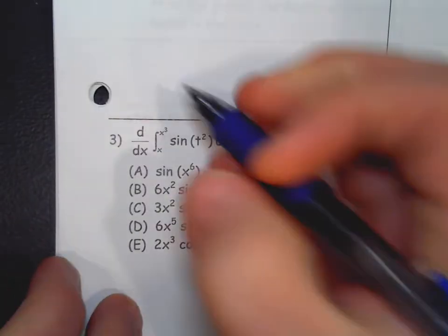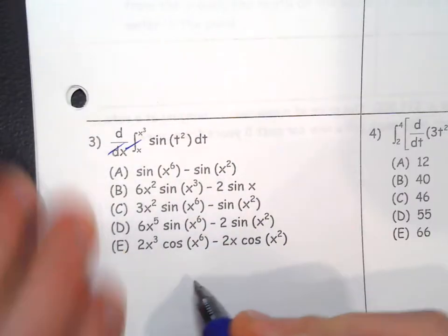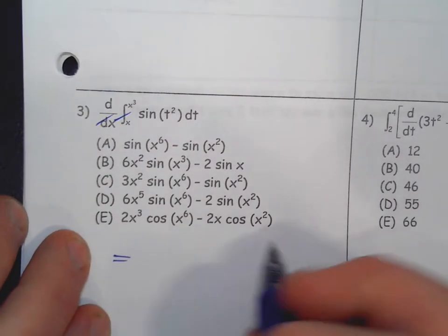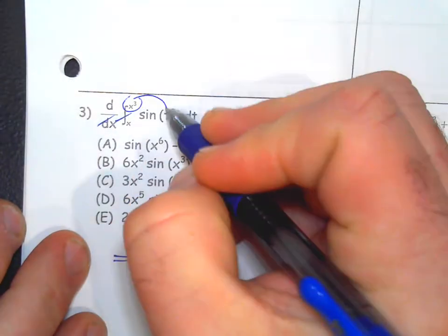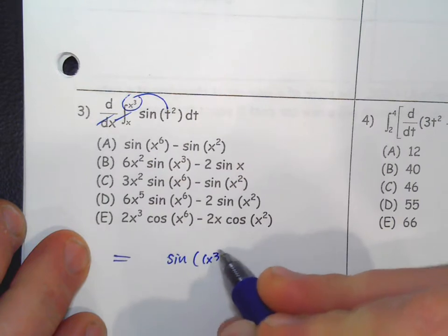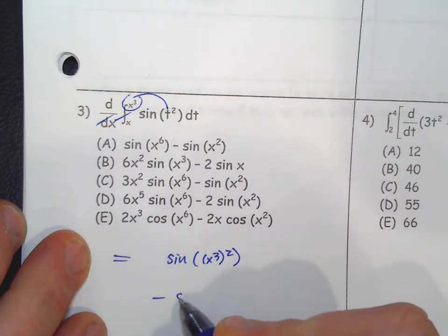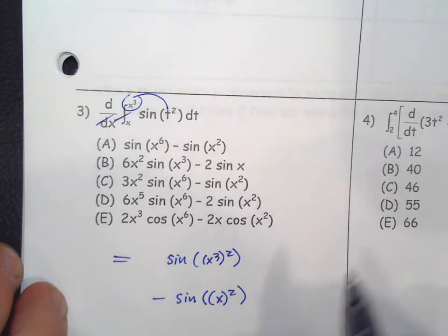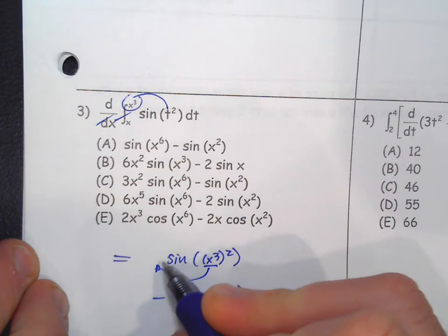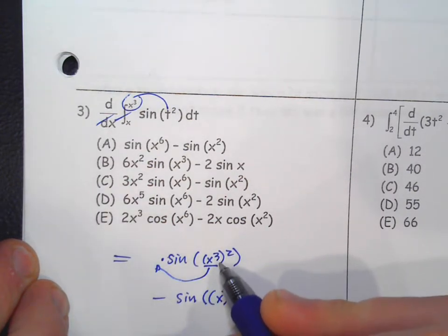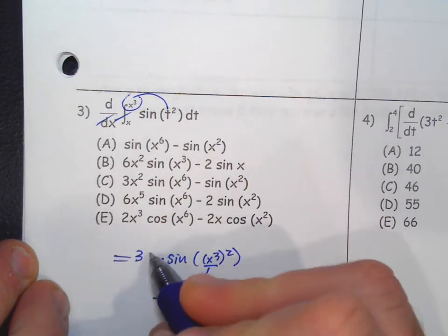Number 3, derivative of the integral. Okay, so here, and then we plug this in for the t. So this is, I leave a little room here. Sine of parentheses x cubed squared minus sine of parentheses x squared, because I want to really emphasize what got plugged in. That's the only thing you should be taking the derivative of. It shouldn't be x to the 6th and write 6x to the 5th. Just the x cubed. Everything else has been taken care of. So this is 3x squared.